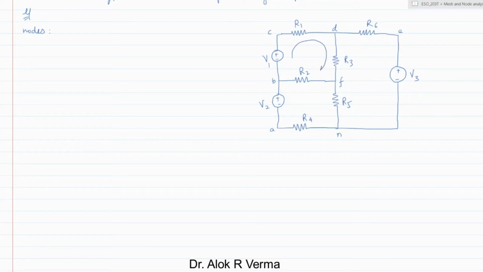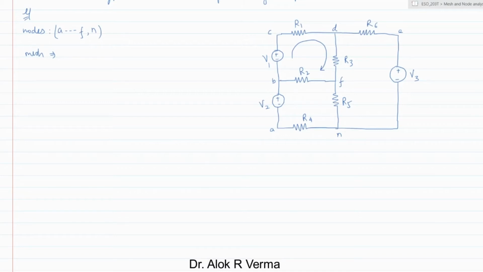Suppose this is a mesh. The nodes are A, B, C, D, E, F and N. These are the nodes. Now, what are the meshes? This is just for practice. You need not write this while solving the equation.